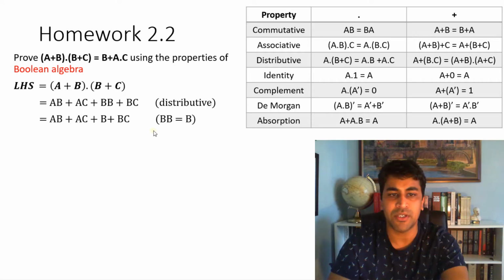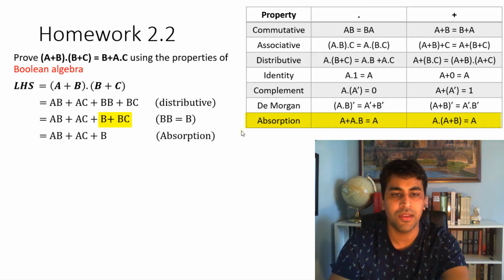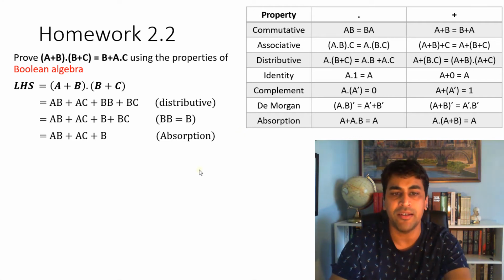That gives us the expression AB or AC or B or BC. Using absorption, we can absorb this term into a B. Then we can do the same thing on the other side of the expression if we move B as the first item in the expression.